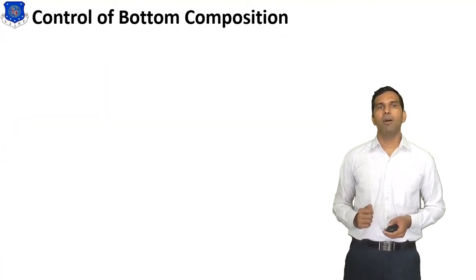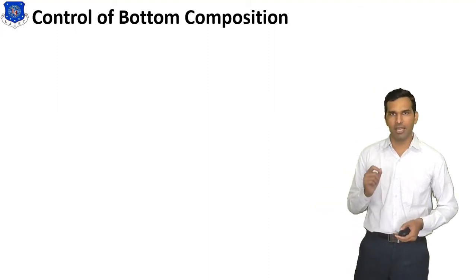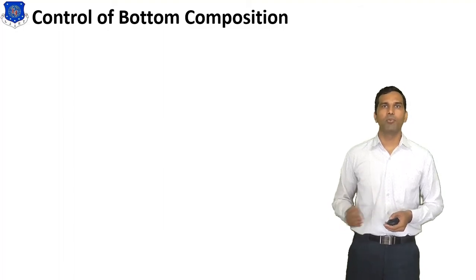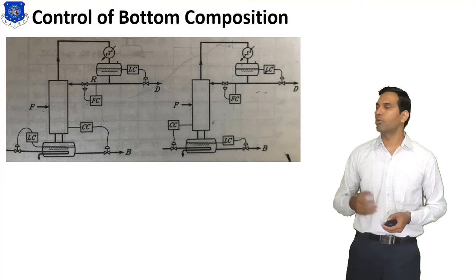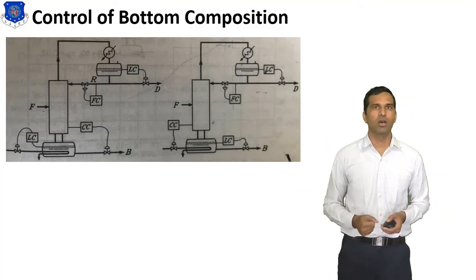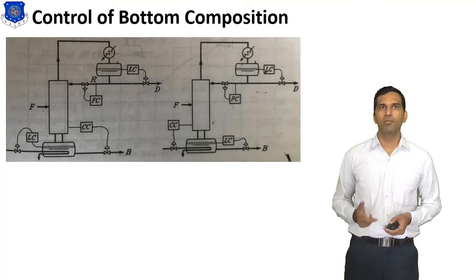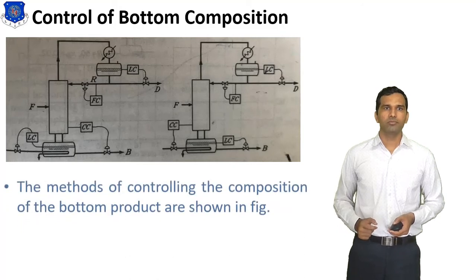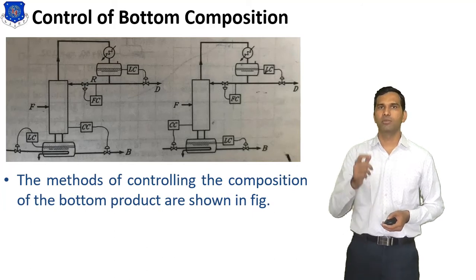Now we discuss the control of bottom composition. That means here we discuss the bottom product composition. So this is the diagram for bottom composition control. Here we use two schemes to control the bottom composition. The methods of controlling the composition of bottom product are shown in this figure.